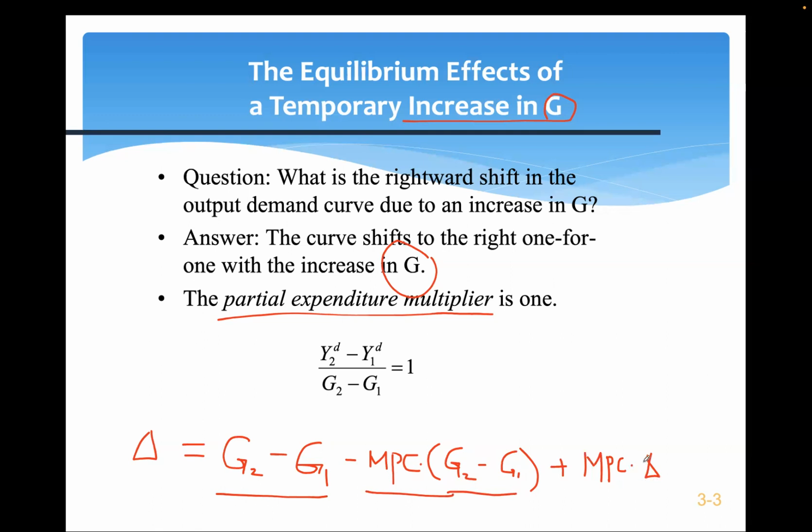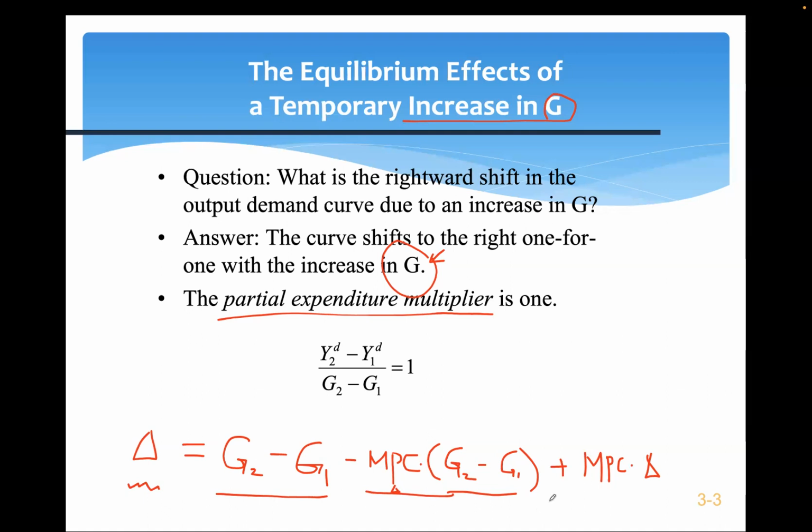Now, the third term says delta is something we're trying to find out. We don't know it, and delta can be negative in either case. If the income increases by delta, the consumer spending is going to increase by MPC times delta. Now, from this simple equation, there's only one unknown, which is delta. G1 and G2 we already know. G is going to increase, that's where we start. MPC is already known, it's a parameter.